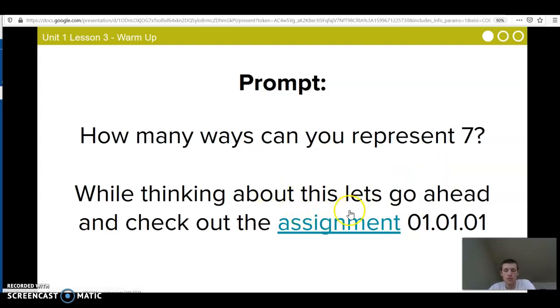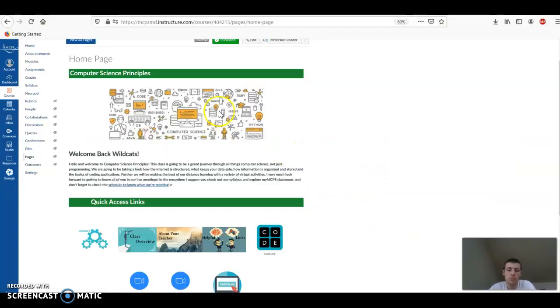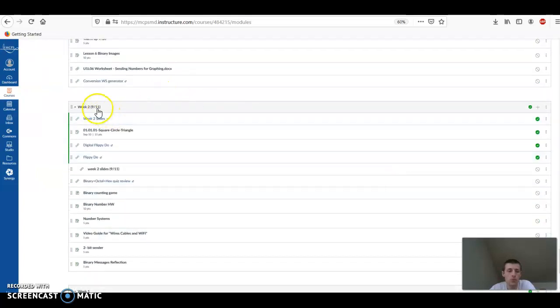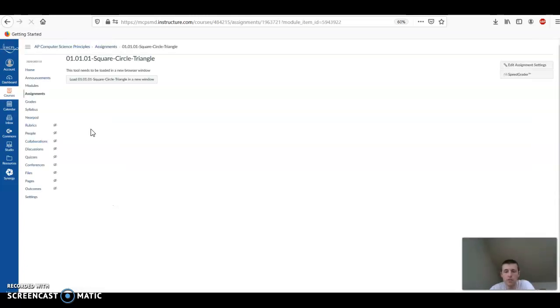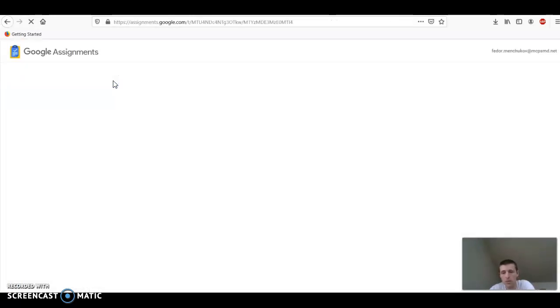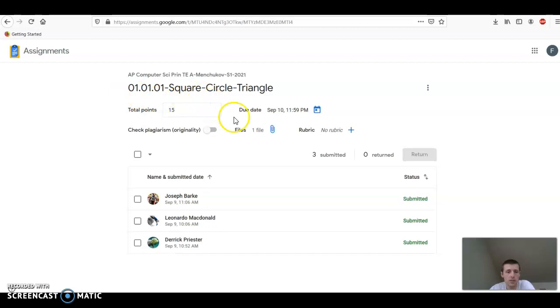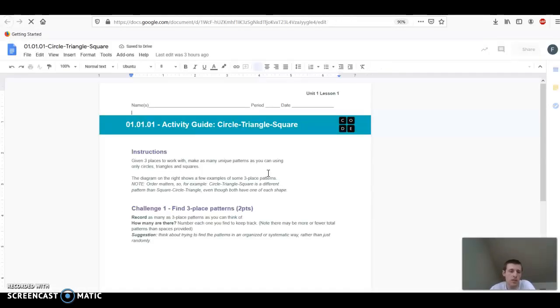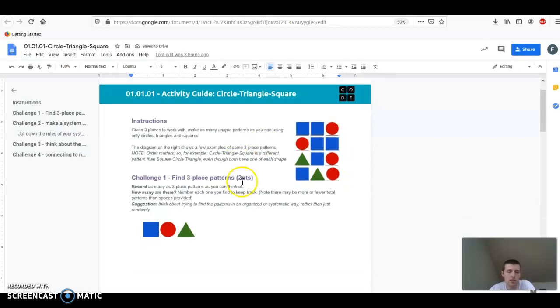So the next thing we did is we took a look at this assignment. The assignment is posted on MyMCPS underneath modules, looking at week 2, and it is titled 010101. So unit 1, week 1, assignment 1, square, circle, triangle. If we open that up, you can see the following file available to you. It is this right here.